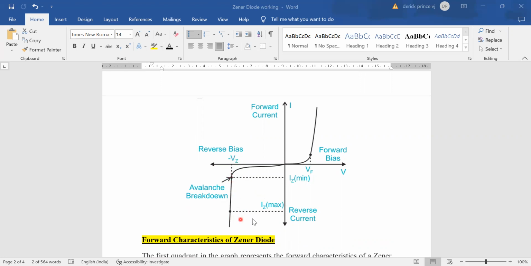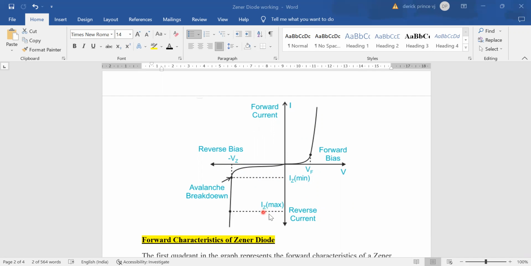Zener breakdown voltage is the voltage after which there will not be any rise of voltage. A stabilized voltage will be the output voltage. That is the Zener voltage, and the current increases. Any diagram has to be shown with an x-axis and a y-axis. So it is very clear that this is the current, I max.